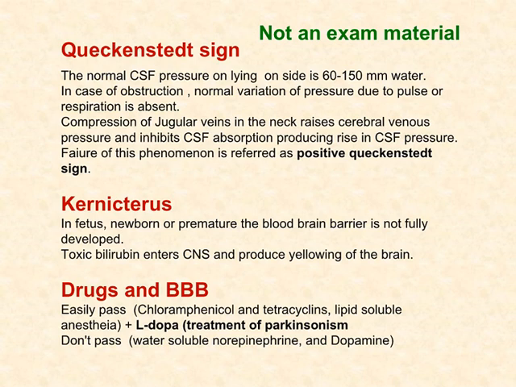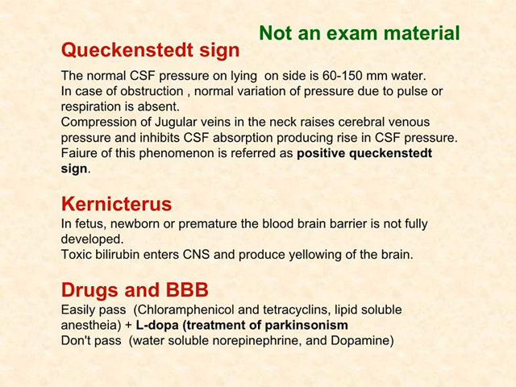So in case of obstruction, if you compress over the jugular veins in the neck, the rise in the cerebral venous pressure and the inhibition of CSF absorption, which produce a rise in the CSF pressure, will not occur in a normal way, and failure of this to happen is called a positive Queckenstedt sign. So it is only present in a pathological condition. Normally if you compress the jugular vein, this will make changes in the CSF pressure, and if it doesn't change, there is an obstruction in the CSF circulation.